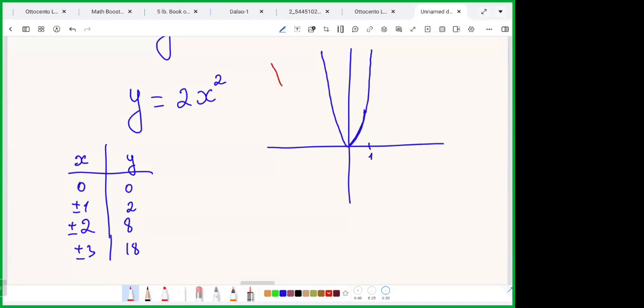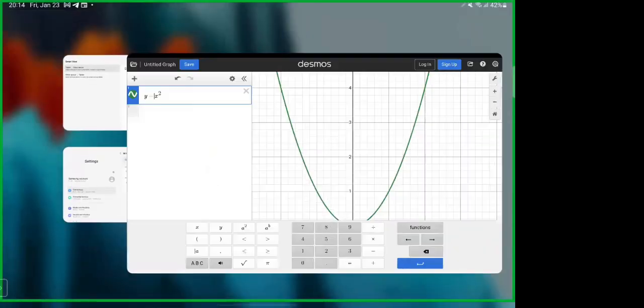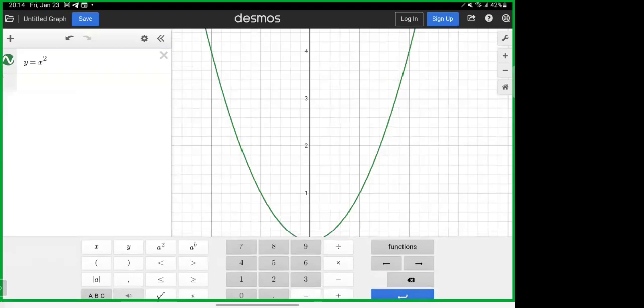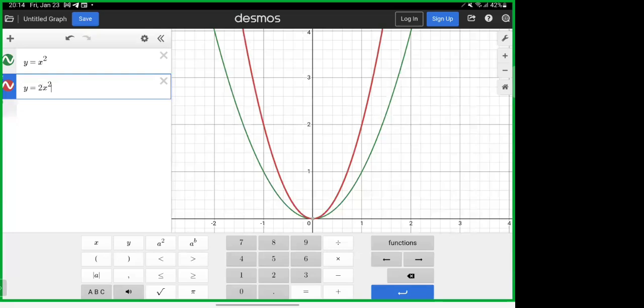You can see this is the graph of y equals x squared. This one is y equals 2x squared. From here we can make a conclusion. In quadratics, when this coefficient is greater, the graph will be much more compressed. So let's see this with DESMOS. It is your graph. Let's draw another graph, y equals 2x squared. You can see it is much more compressed.